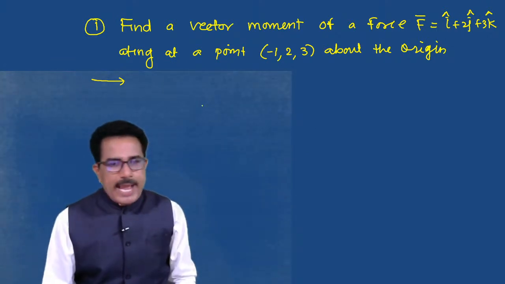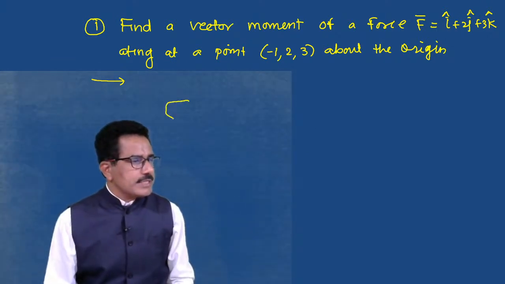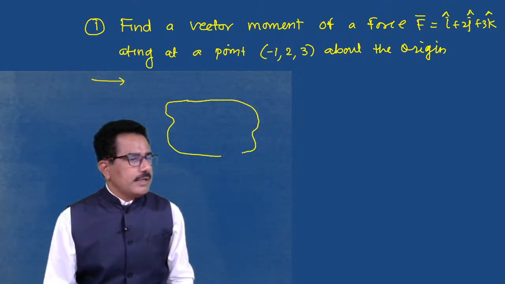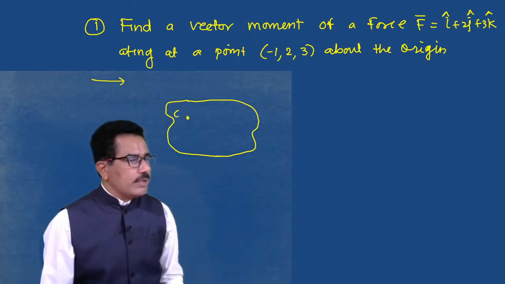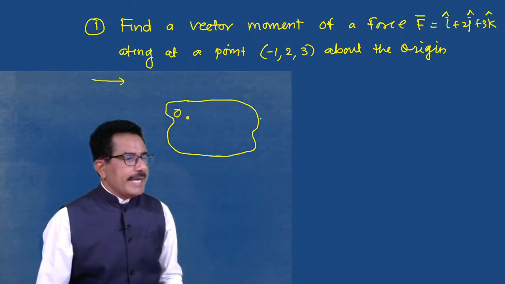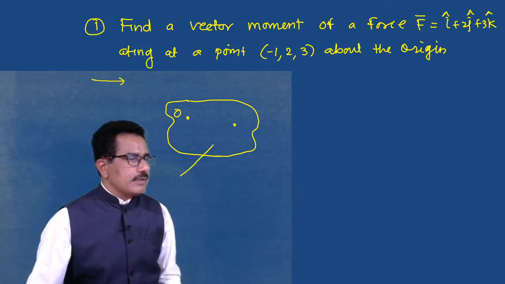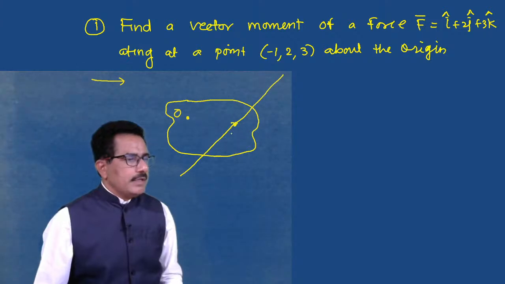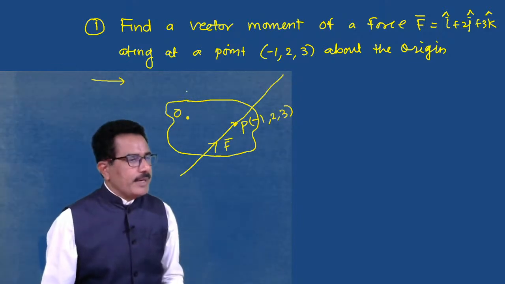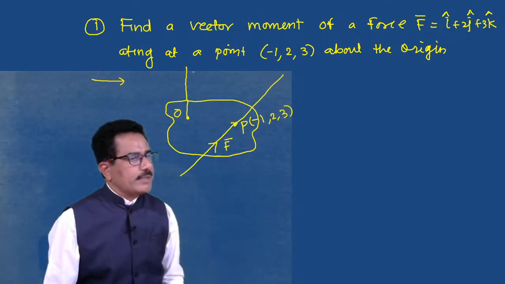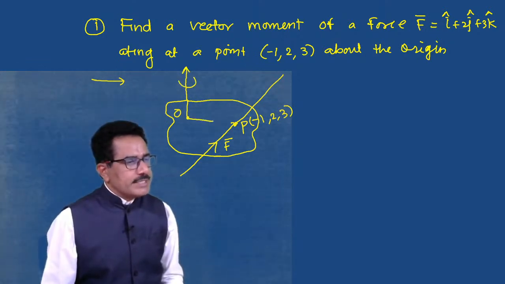As per the given condition, we shall draw the diagram. Suppose this is a rigid body, here is a point O, the origin, and the force is acting at this point. Suppose this point is P, which is given by (-1, 2, 3). This is the force F bar which is acting at point P. Our aim is to find the vector moment about the point O. Suppose this OP bar is considered as R bar.